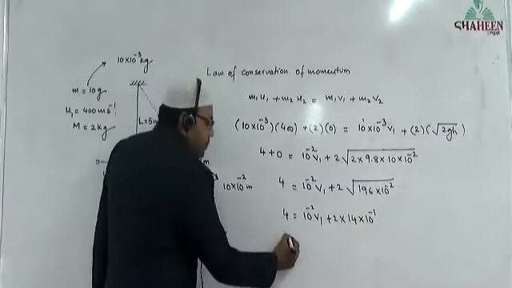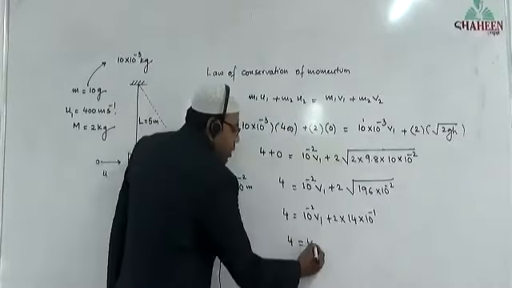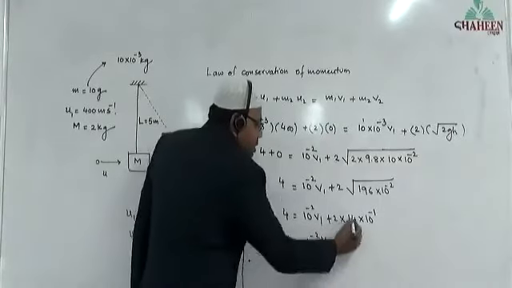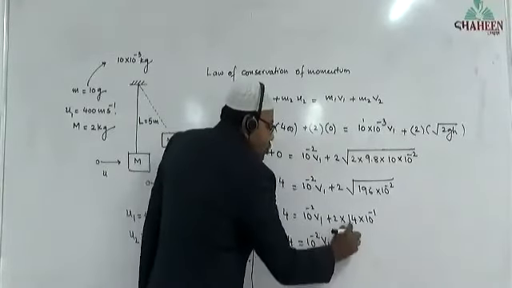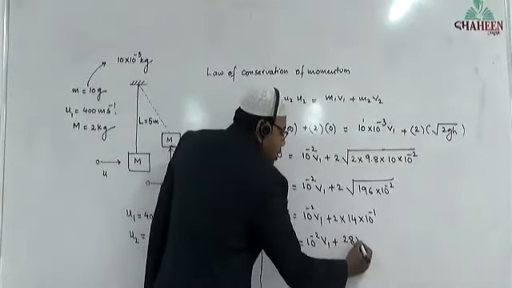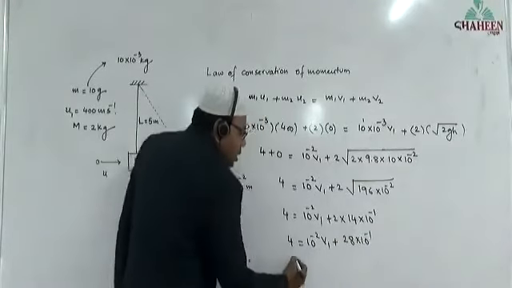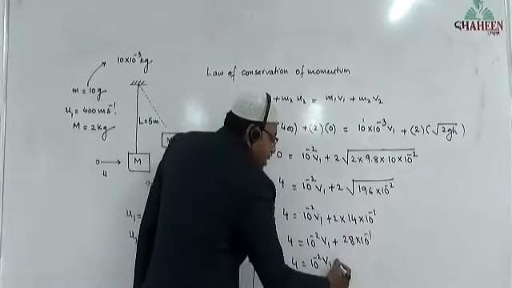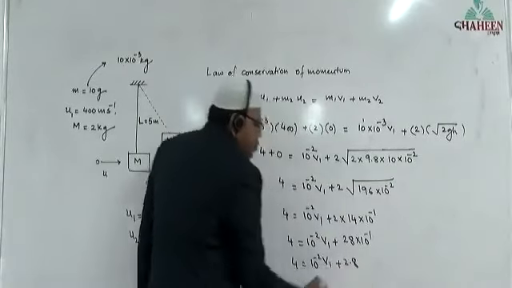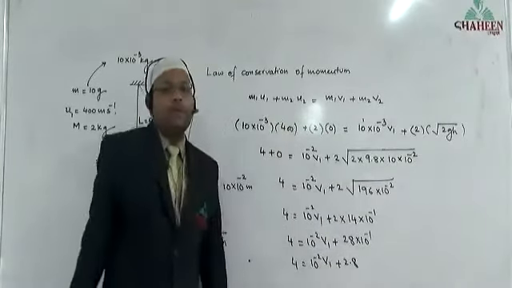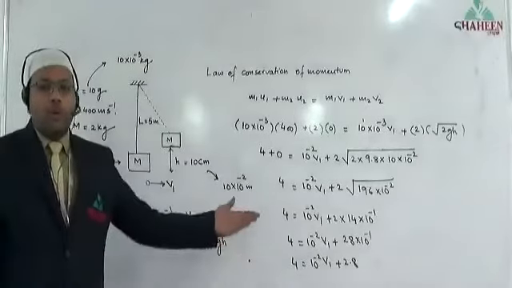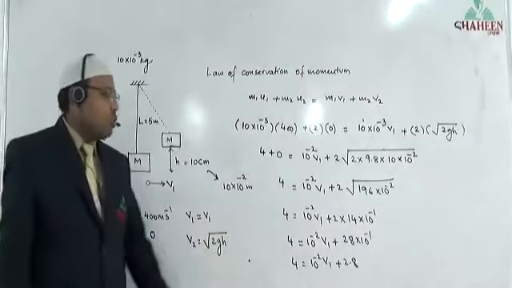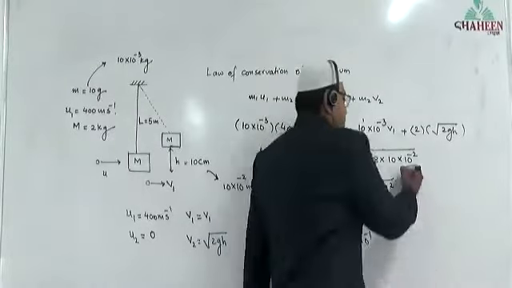Now again, 4 is equal to 10 power of minus 2 V1 plus, this is 28, 28 into 10 power of minus 1. Now 4 is equal to 10 power of minus 2 V1 plus, this I can write as 2.8. 28 into 10 power of minus 1: shifting one decimal, we get 2.8.